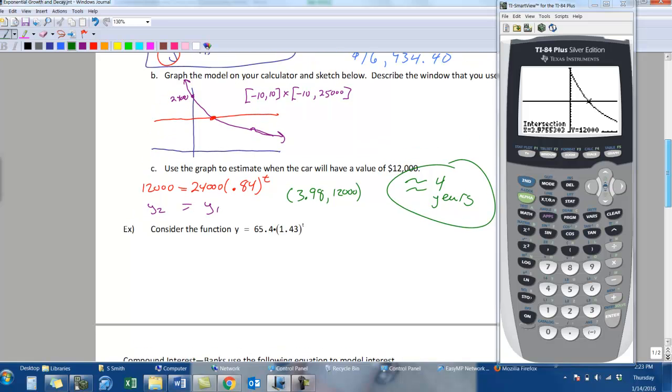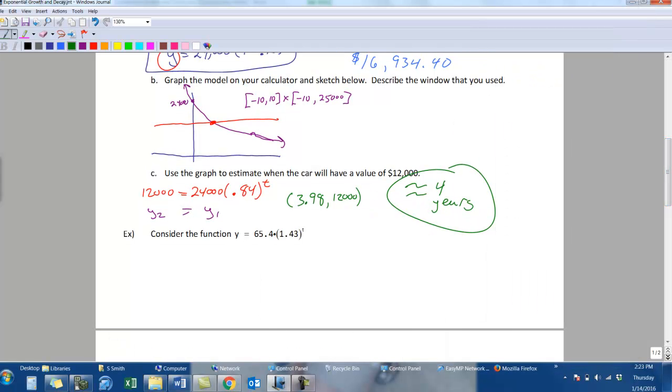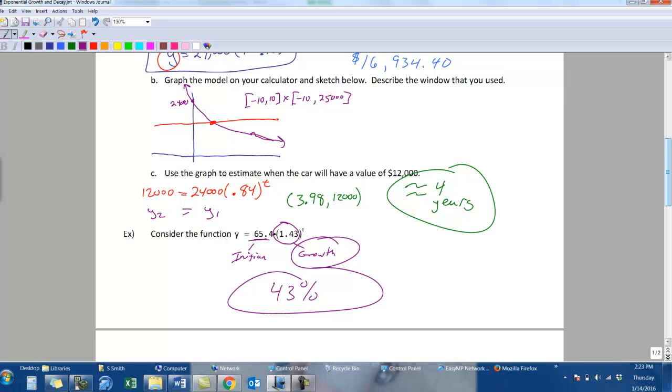Let's go down to the next example. It says, consider the function y is equal to 65.4 times 1.43 raised to the t power. Hopefully, your notes now say, is this growth or decay? Well, here's the thing. This is the initial amount. Is this a growth factor or a decay factor? This is growth because it's greater than 1. What is the growth rate? Well, the rate is 43% because it's 1 plus the percent. So this is a growth of 43%.